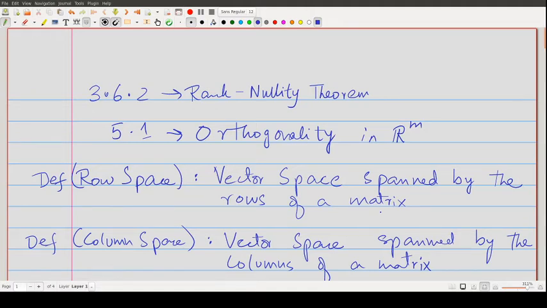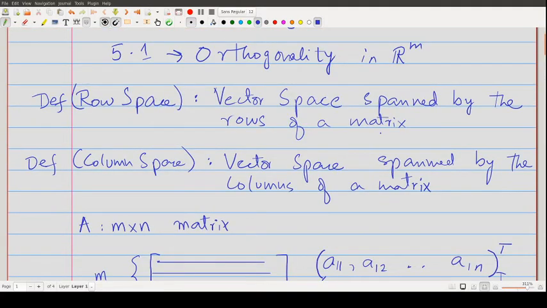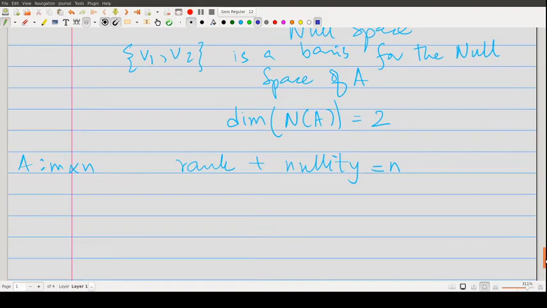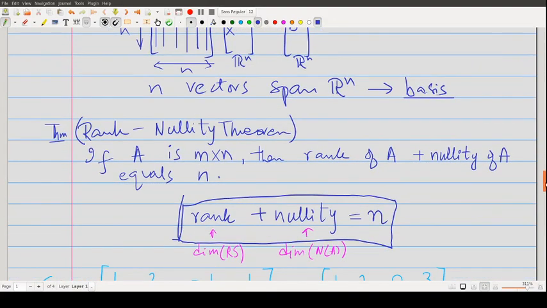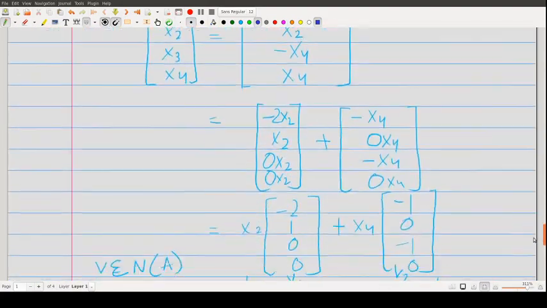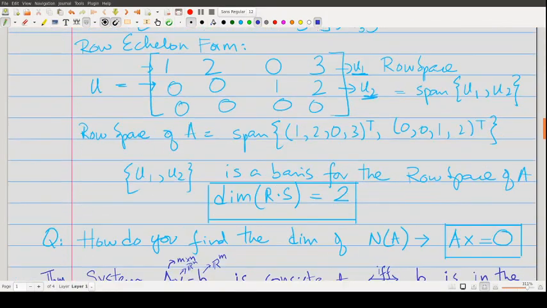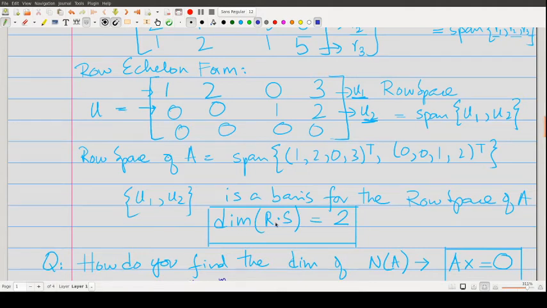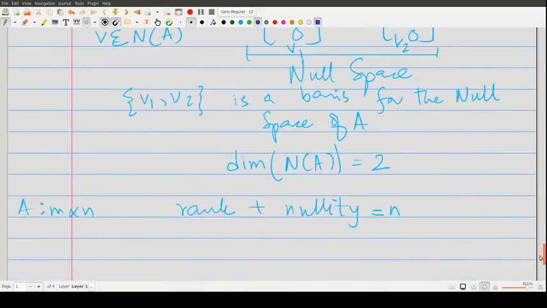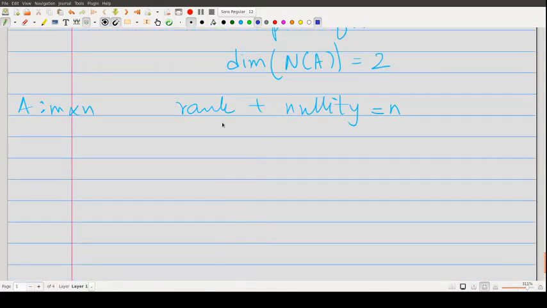We've already done the rank for this example. The rank is the dimension of the row space, which was 2. So for this example, we have found the rank, which is equal to 2, and we have also found the nullity, which is equal to 2, that is the dimension of the null space.